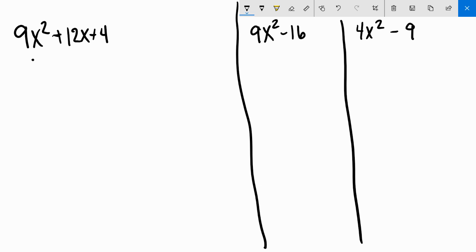That's a perfect square, and we can do it the same way we did the other one. So I'm going to start that way and then show you why we do it a different way. Okay, so we can multiply 9 times 4 and we get 36.